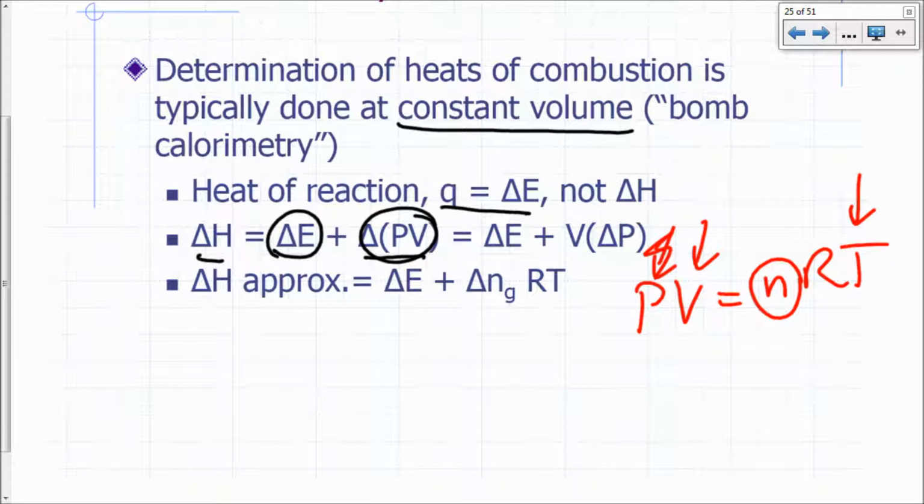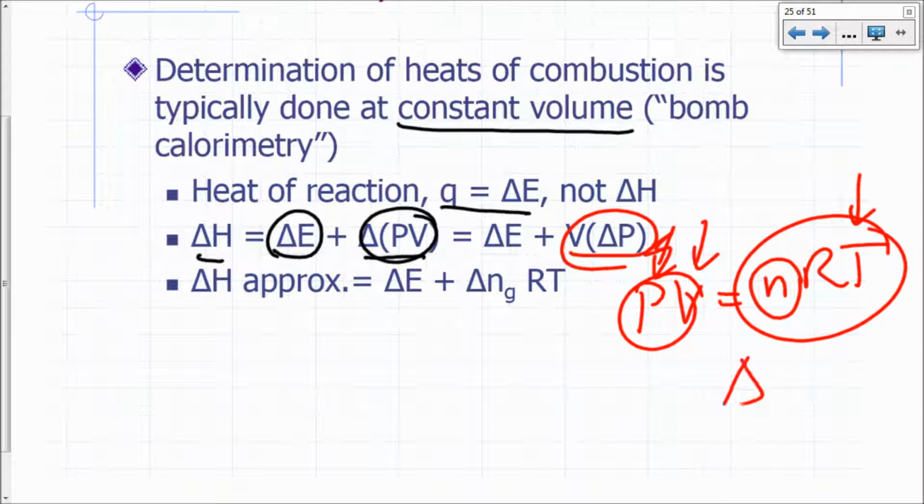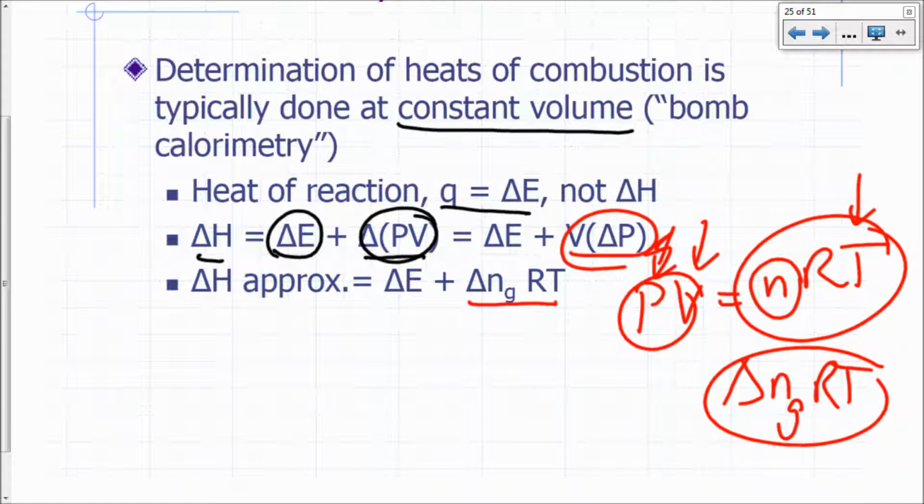in your bomb. So delta V times delta P, which is delta PV, will just be delta N gas times RT. Okay? So that's delta N gas times RT. So that delta N sub G is the change in the moles of gas. Let's illustrate that.